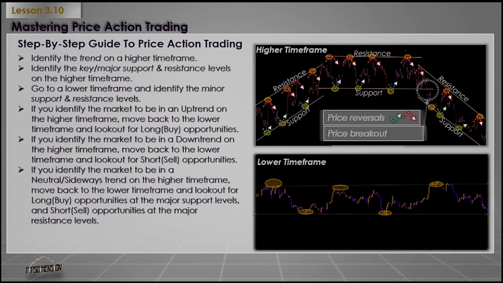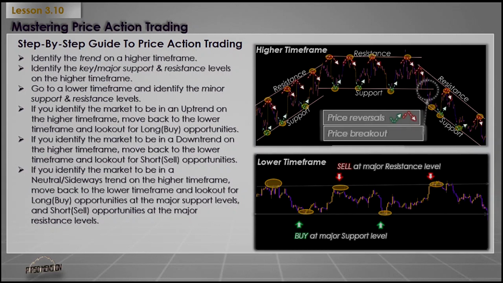When you identify the market to be in a sideways trend or a neutral trend on the higher time frame, move back to the lower time frame and look out for long opportunities at the major support levels, and look out for short opportunities at the major resistance levels. In normal circumstances, there are high chances of price reversals after hitting the support or the resistance levels. But if prices don't reverse after hitting the support and resistance levels, you can wait for the price to break out and wait to establish a new trend before you make trading decisions.